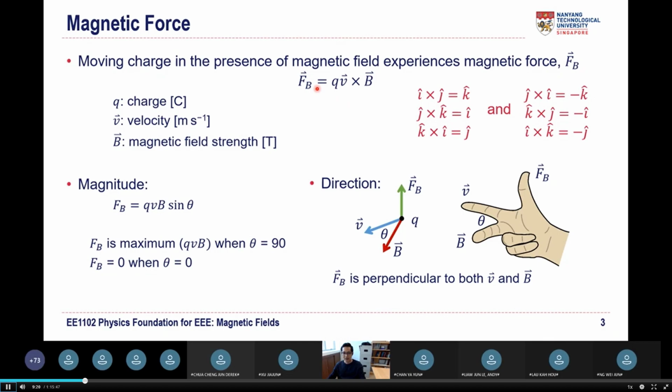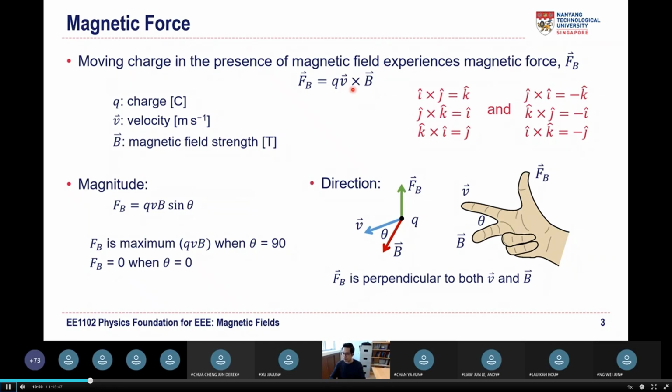In order to calculate the magnetic force, the equation is given like this. The magnetic force is of course a vector quantity, and the velocity of the moving charge is also a vector quantity because it must be moving in some direction at some speed. The speed would be the magnitude, and the direction of that movement is going to be the direction of the velocity, of course. And B is again a vector quantity. So we are now multiplying 2 vector quantities, and it's not a dot product, it's a cross product this time. So what does a cross product give you?